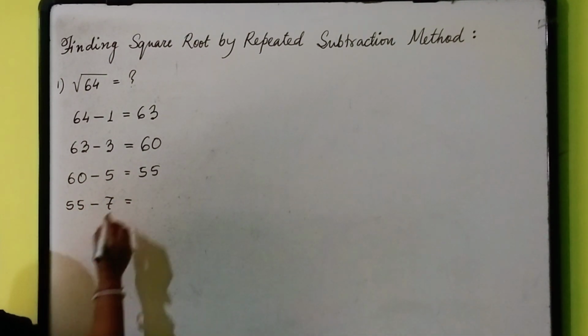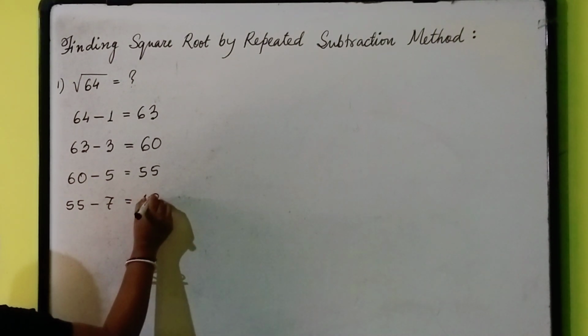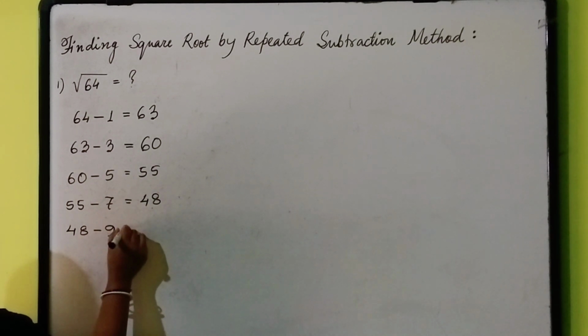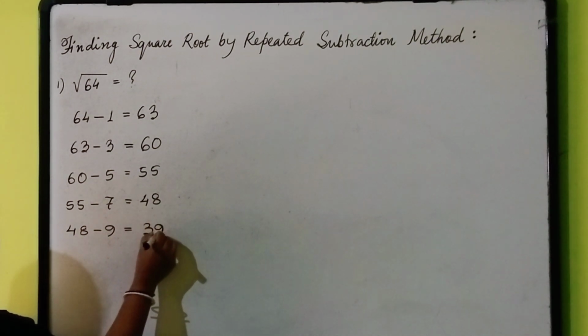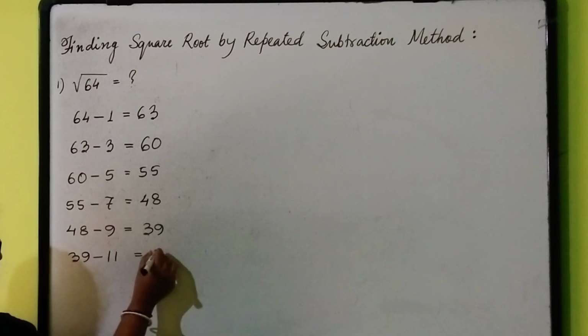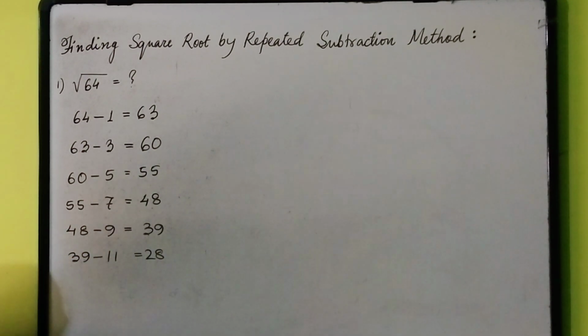55 minus 7 is 48. Yes, 48. Then 48 minus 9. It will be 39. Next odd number, 39 minus 11. It is this one, 28. See, if the subtraction is not correct, you will not be getting the answer.